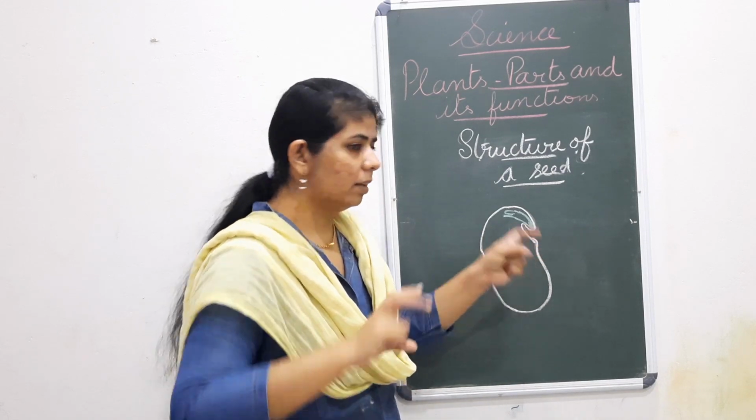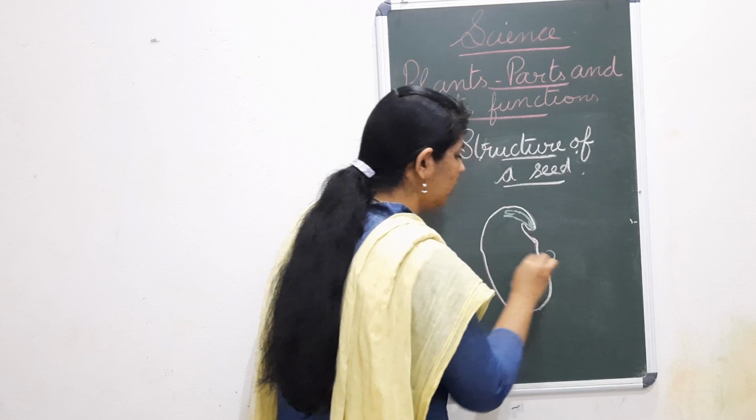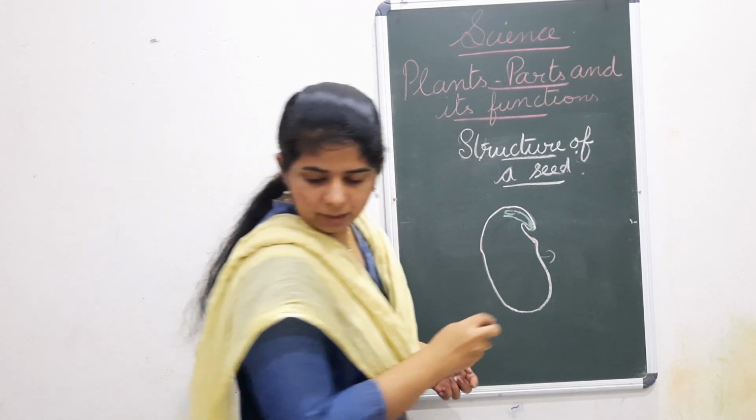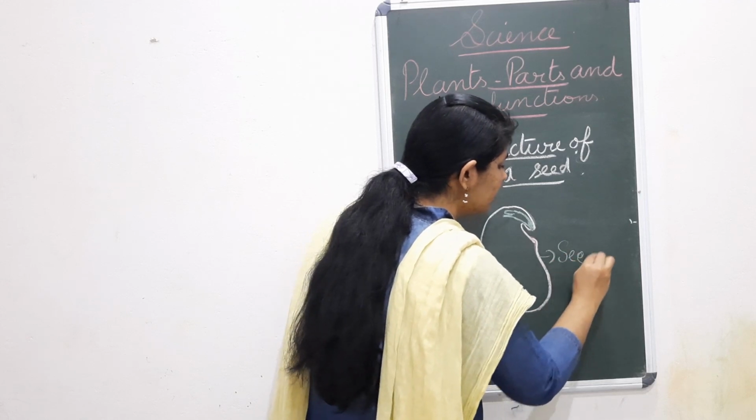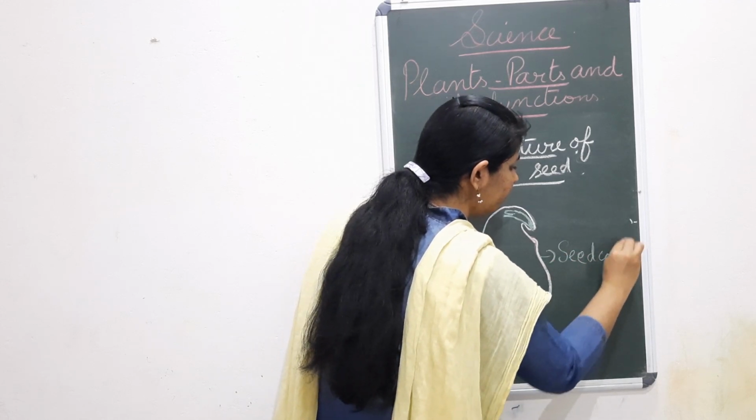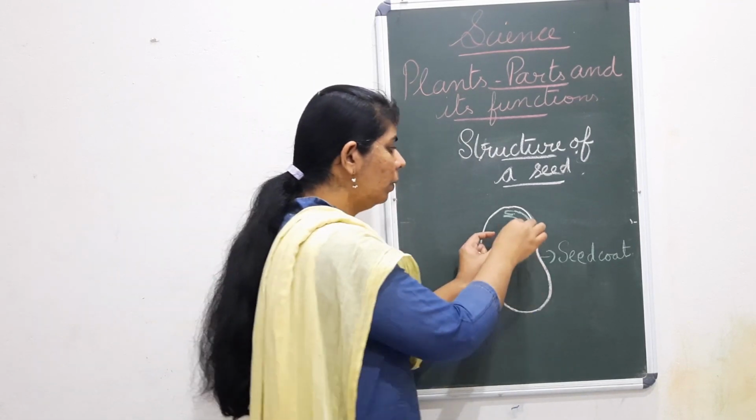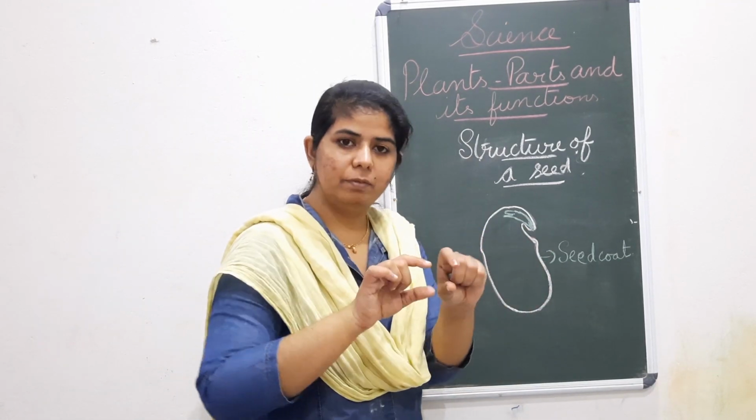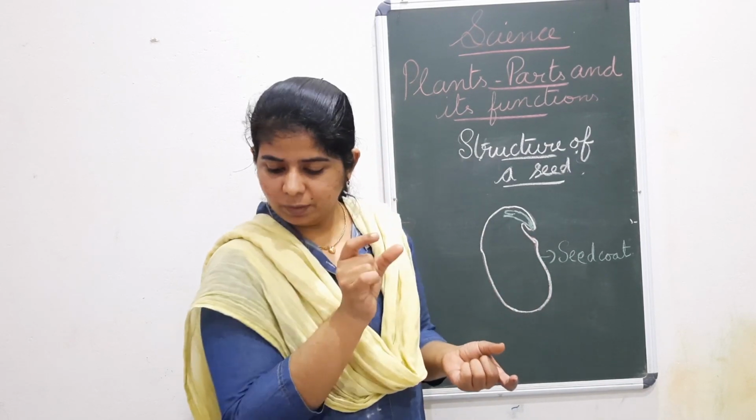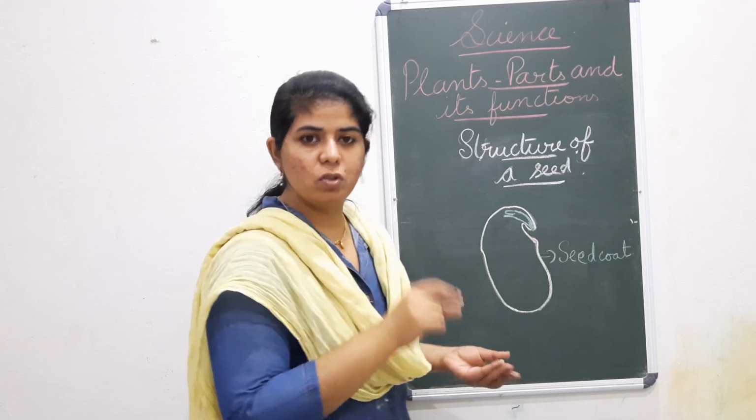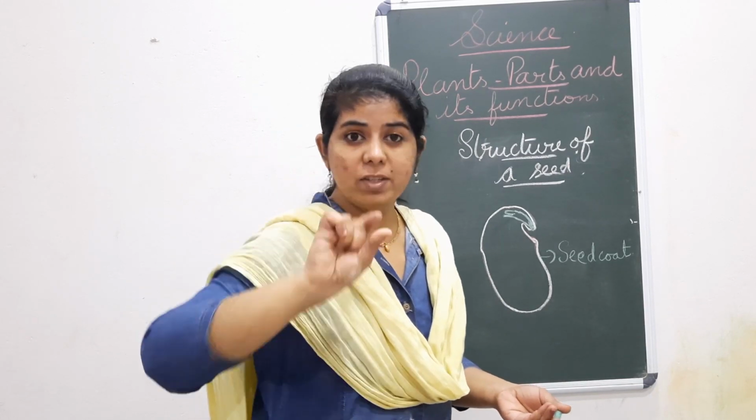The first layer, the outer part, is known as the seed coat. Then, when you cut open that seed coat, you can see another part inside it. That one is known as the food store, which gives food to the plant.